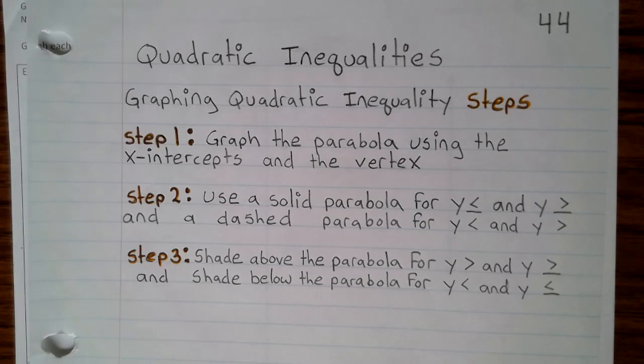Step 2, use a solid parabola for y is less than or equal to and y is greater than or equal to, and a dashed parabola for y is less than and y is greater than. Step 3, shade above the parabola for y is greater than and y is greater than or equal to, and shade below the parabola for y is less than and y is less than or equal to.